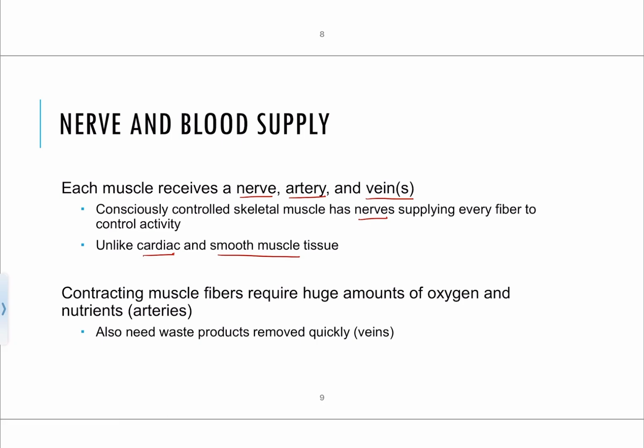Also, anytime we're talking about skeletal muscle, because they utilize a huge amount of force when they contract, they require huge amounts of oxygen and nutrients. And those oxygen and nutrients are delivered to the muscle cells via arteries. As these muscle cells undergo metabolism to produce the large amounts of ATP that they need, they're also going to produce large amounts of waste products. And so we have to have veins there as well. That's why they have one or more veins, in order to move all the metabolic waste that has been generated.